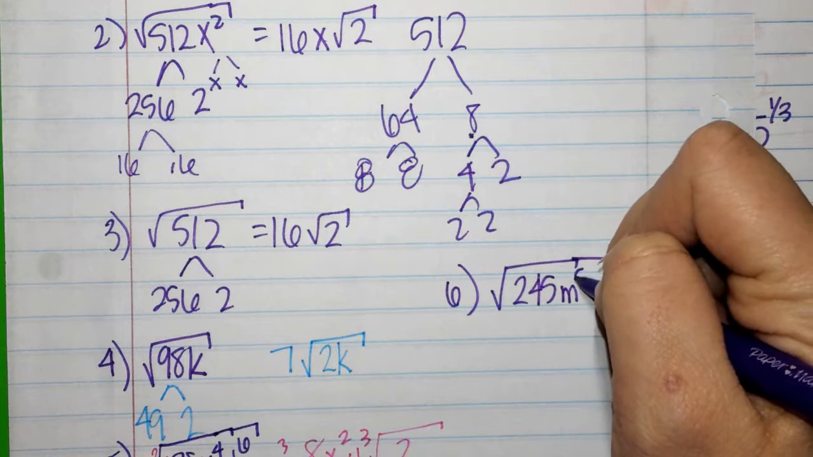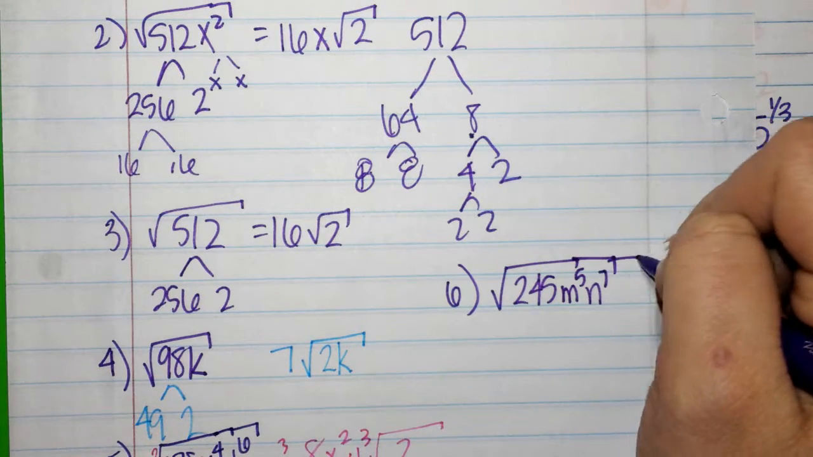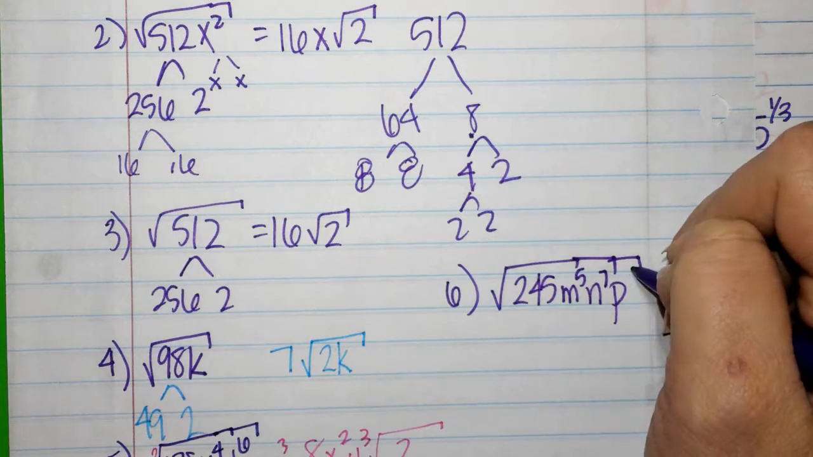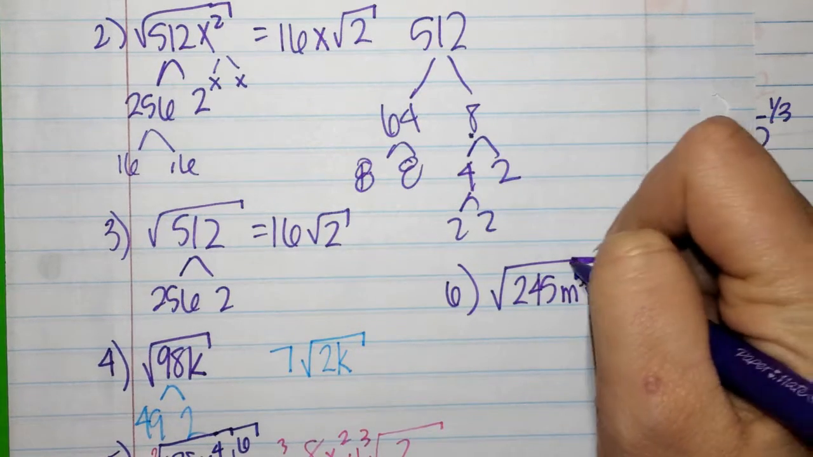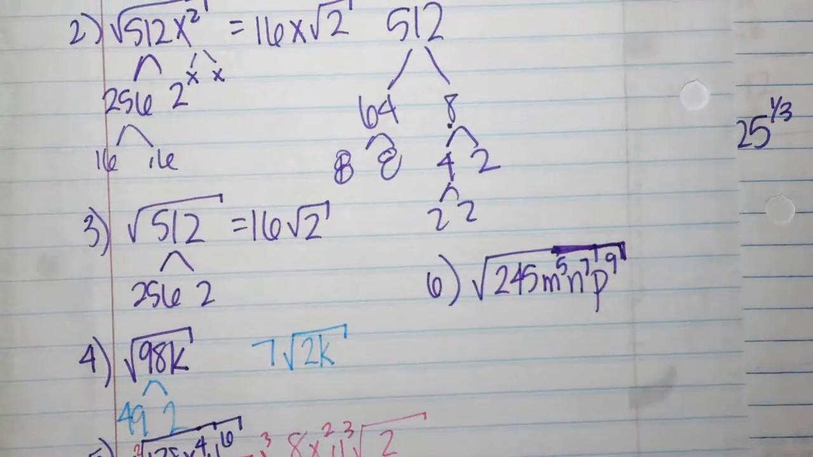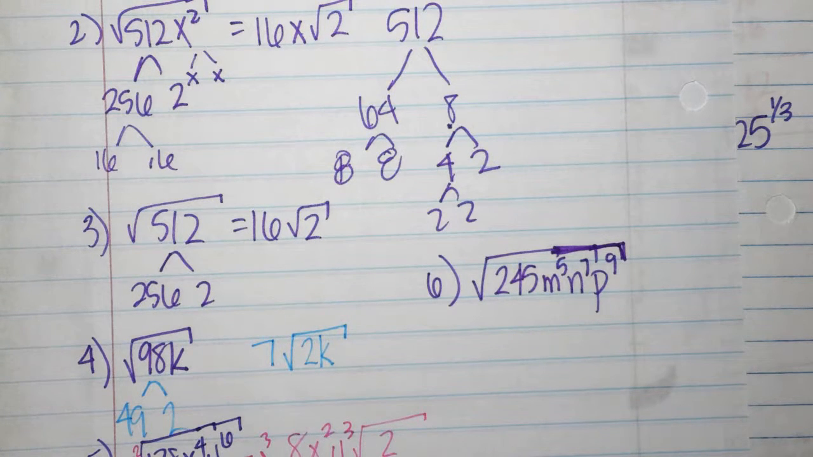Alright, let's do m to the 5th, n to the 7th, p to the 9th. We're going crazy. Ignore my little hooks. I thought I was going to end it and then I didn't. Oh my gosh. I know, we added one more letter on there.